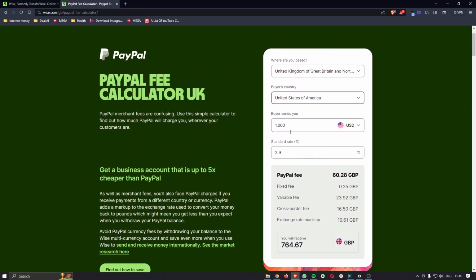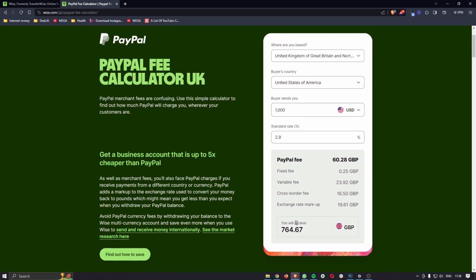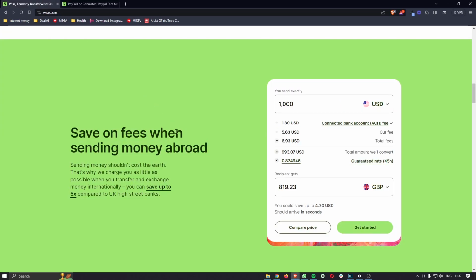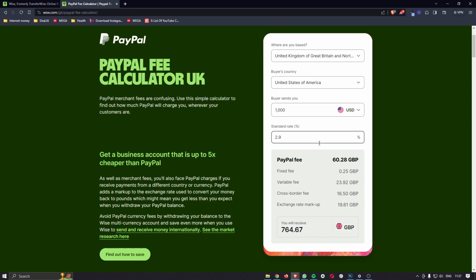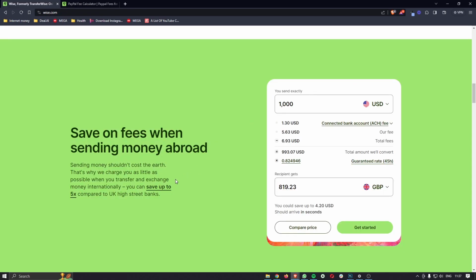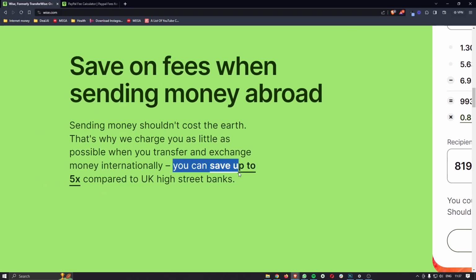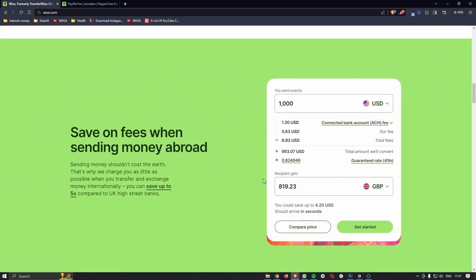If I go ahead and compare this to PayPal, for example, they also have a fee calculator which shows how confident Wise actually are. If we use that exact same thing, we go $1,000 into Great British Pounds. You can see that I get 50 extra pounds just for using Wise compared to if I was to use PayPal. They also say here that I could save up to 5 times as much when using Wise compared to UK high street banks.